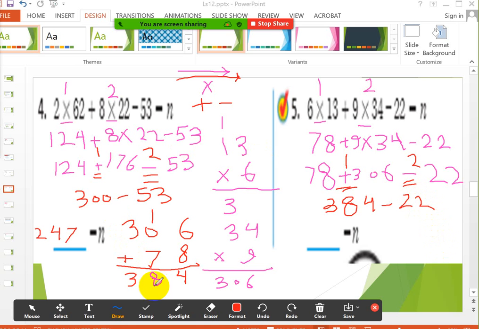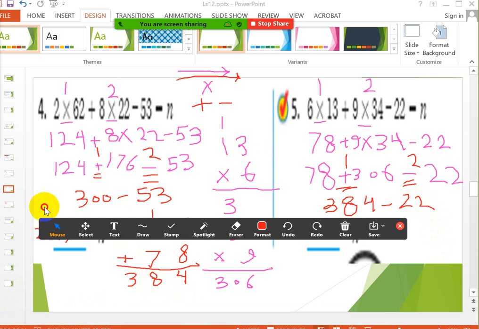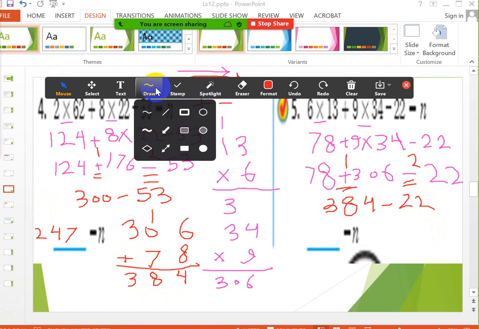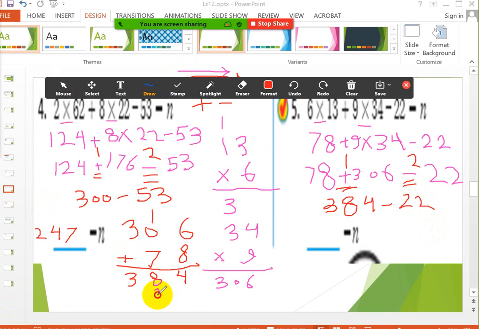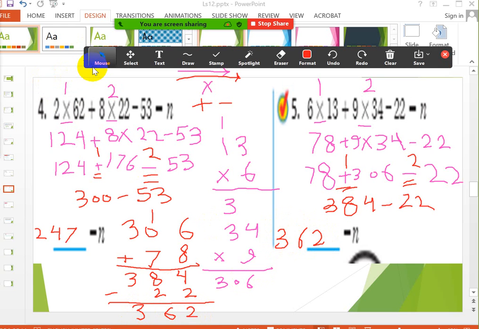Okay? So I have to subtract what? I have to subtract 22 from this number. Let's subtract 22 from 384. 4 minus 2 equals 2. 8 minus 4 equals 6. And there is no hundreds, so it will be 3 in the hundreds. So the final answer will be 362. If you finish, please type 1 in the chat box.